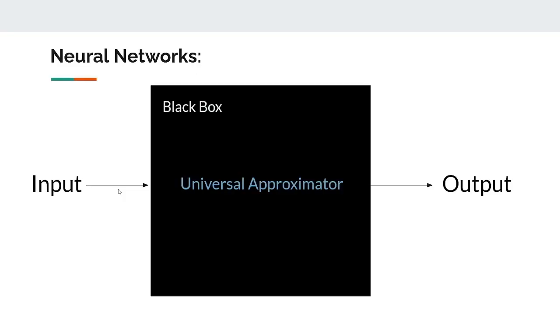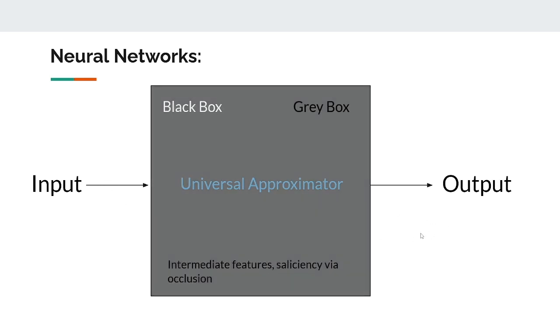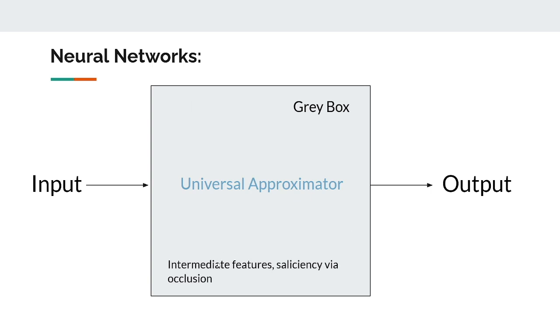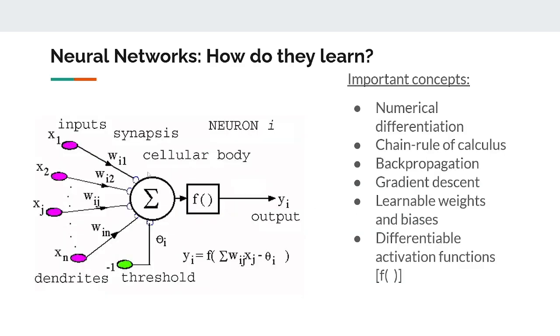So for neural networks, what is a neural network? Essentially, it is a black box that takes an input and gives you an output. It's a great universal approximator. There are more modern features such as intermediate features or saliency via occlusion that transform that black box into more of a gray box. We can't exactly know why it is making the conclusions it is, but we can kind of see the process it goes through.